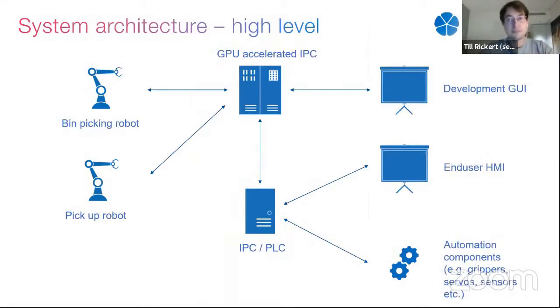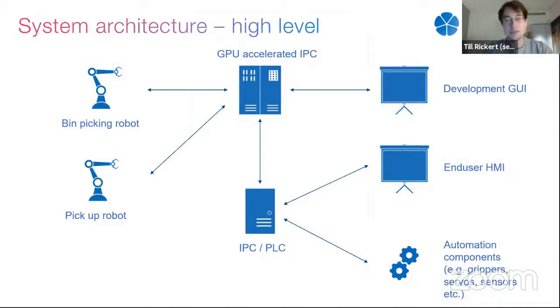I reckon there are a couple of people listening who want to know how we implemented this system on a deeper level, so I'm going to talk a little bit about that. We have mainly 2 computational components. You can see in the center of the slide the GPU-accelerated IPC. We need the GPU to run our computer vision because the computation is very heavy. And this IPC also controls both robots.